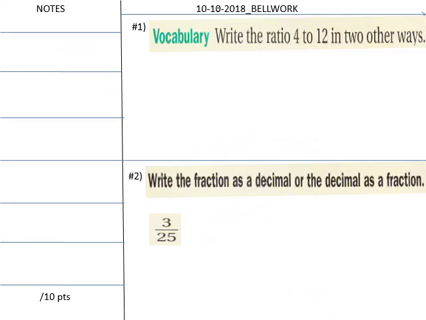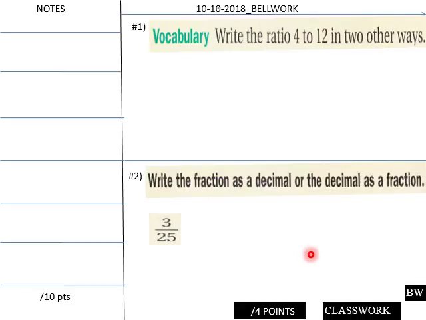7.1, Percents and fractions. Here's the bell work. So vocabulary, write the ratio, write the fraction as a decimal or a decimal as a fraction. Good little exercises for students to do when they're walking in the door. It's like, good morning, now start doing your math.